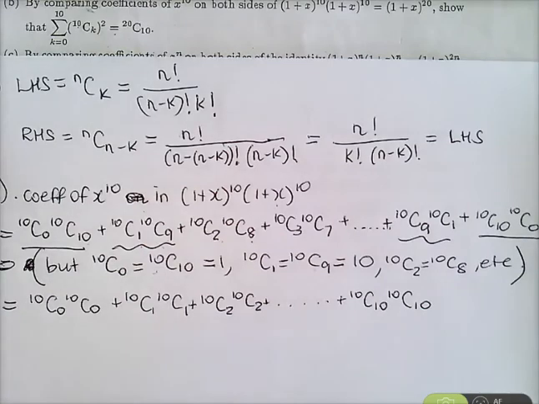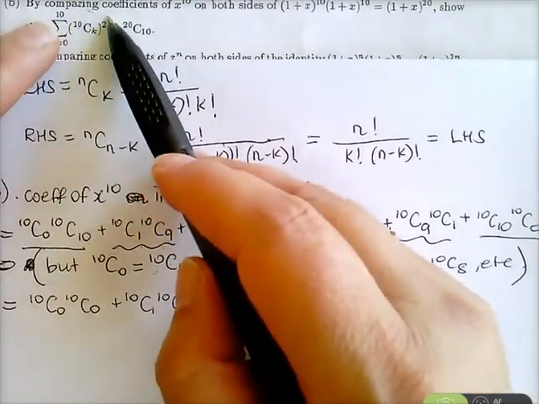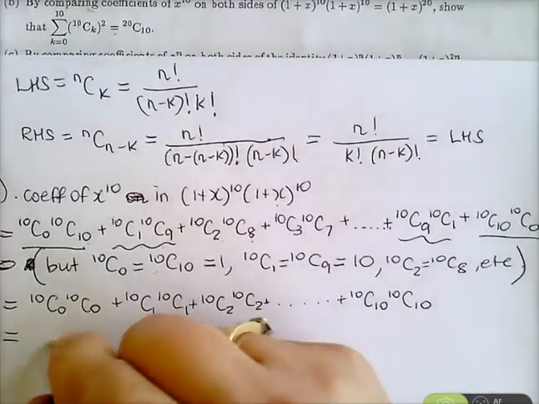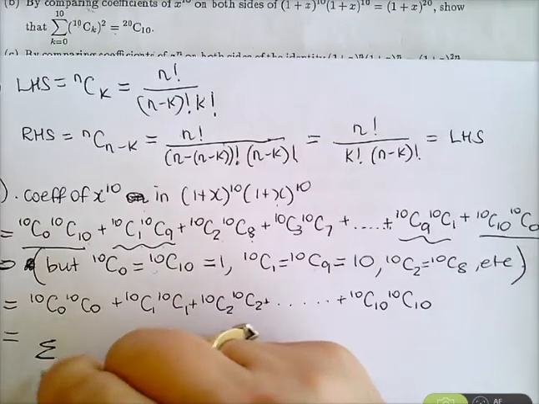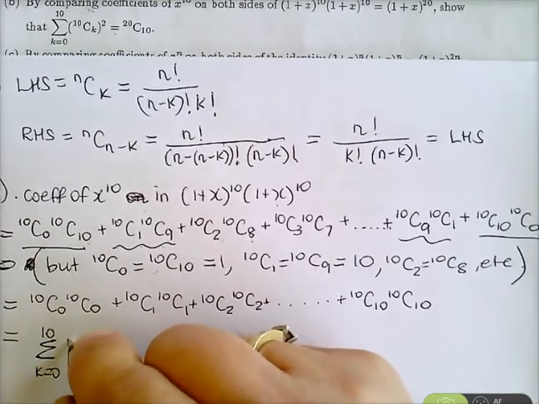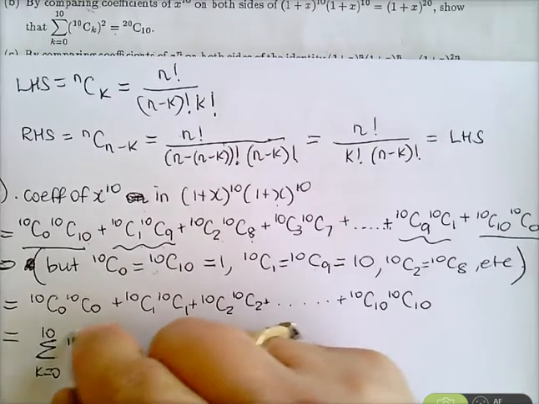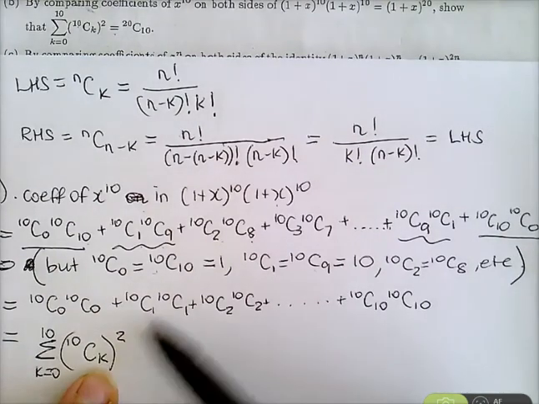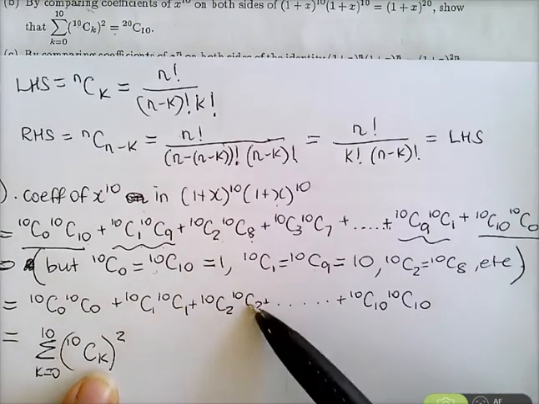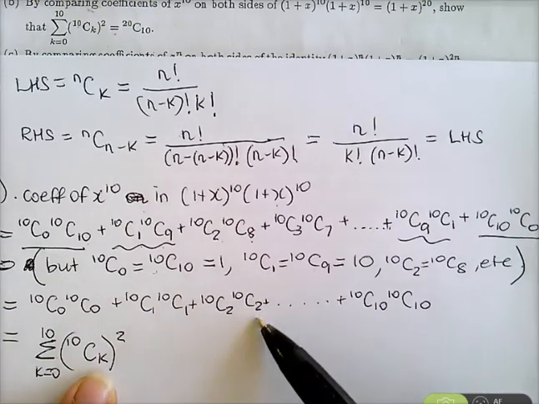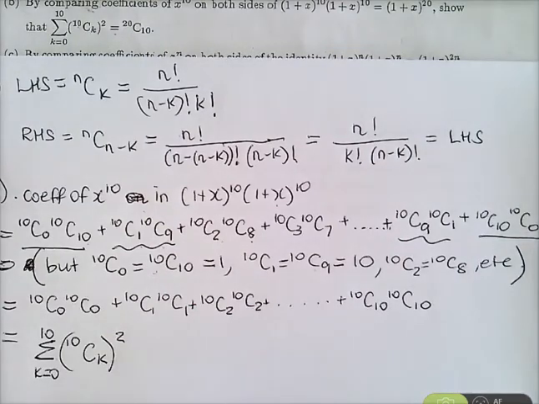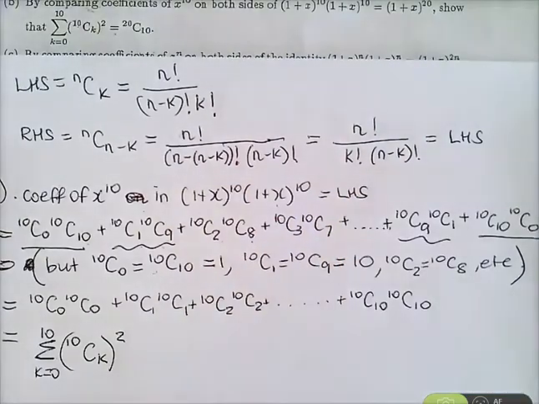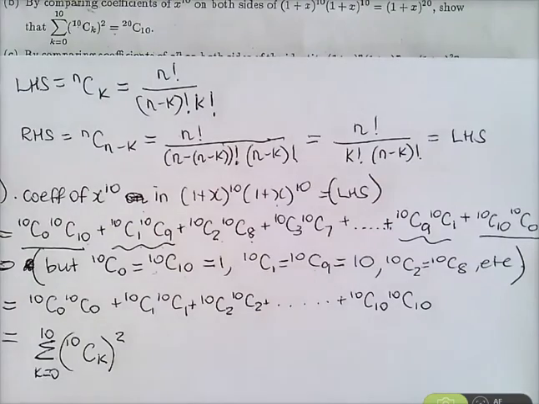Now, why am I doing it? Because you've got to show that it's 10Ck squared. So if I look at that left-hand side now, isn't that just the sum from k equals 0 to 10 of 10Ck squared? Look, because I'm going 10C0 squared plus 10C1 squared plus 10C2 squared. Do you see it? So that's your coefficient of x to the 10 on the left-hand side.